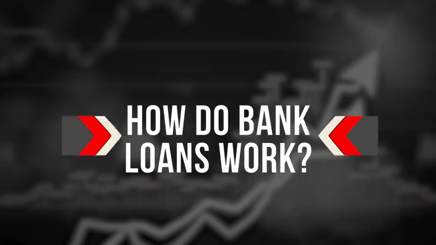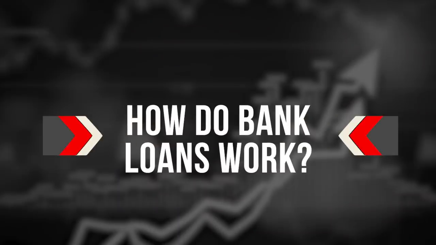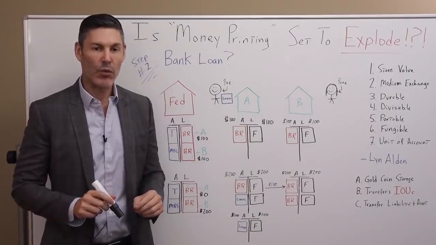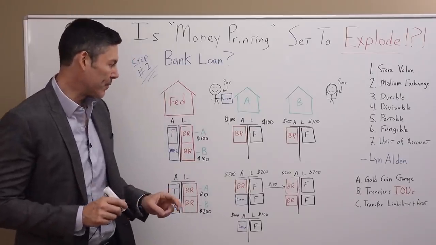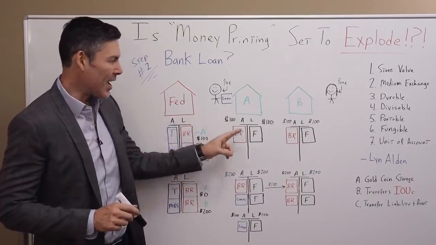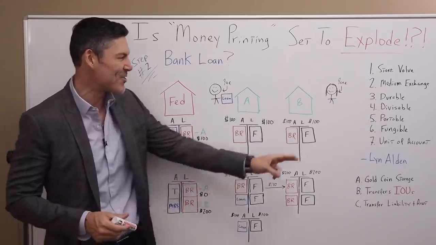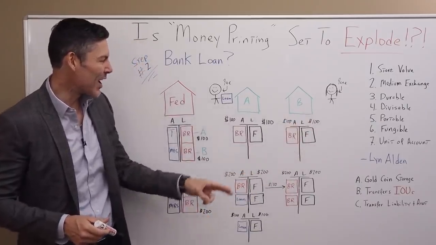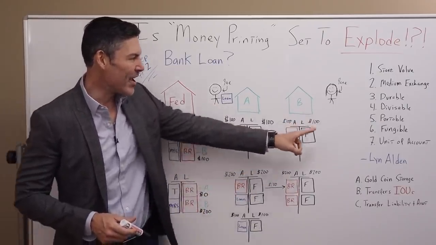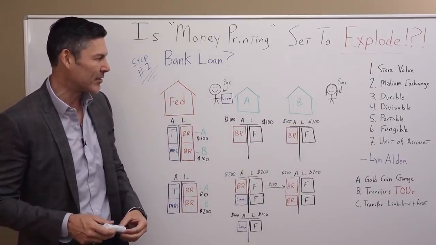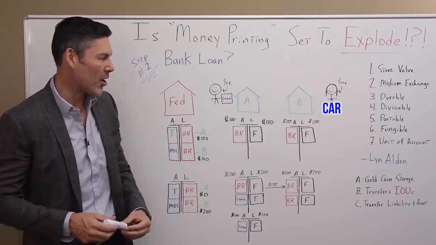Step number 2, how do bank loans actually work? This is the next piece of the puzzle we have to think through. Fed, Bank A, Bank B, the same characters. This time, no more Home Depot. We've got the average Joe and the average Jane. Let's say Joe is buying something from Jane, maybe a car.